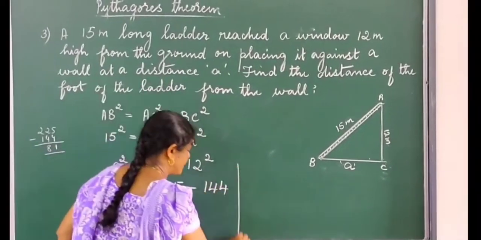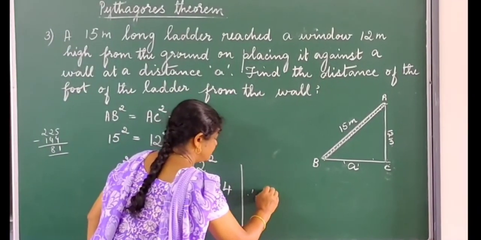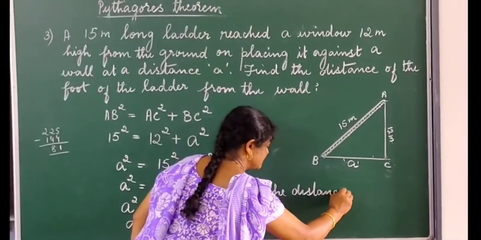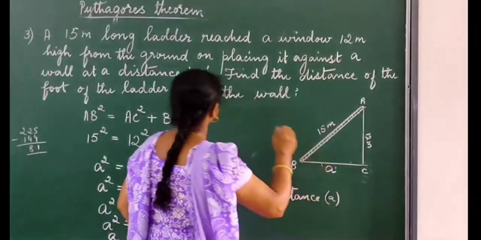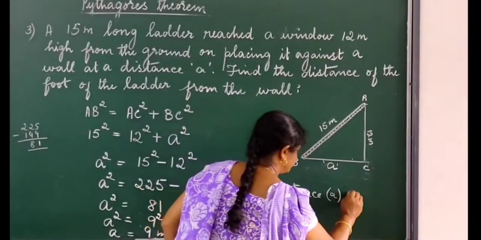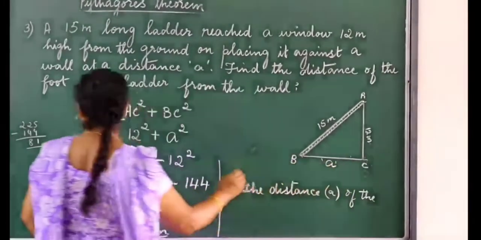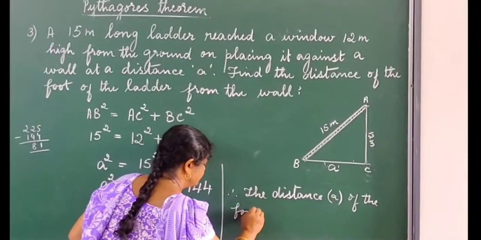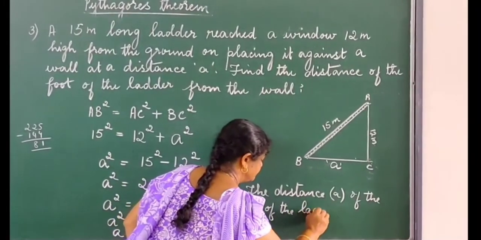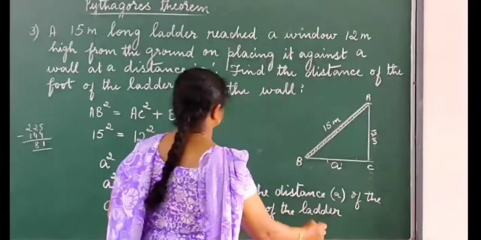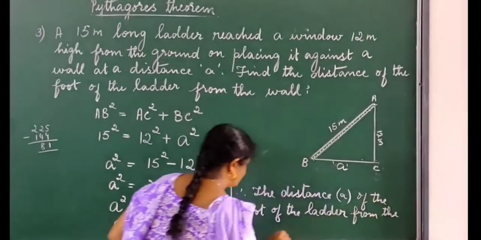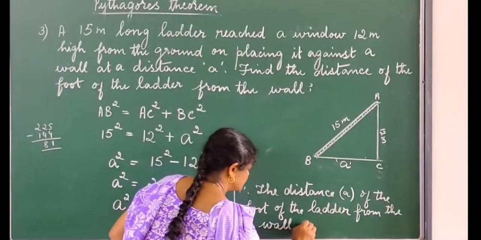So here we have to write: therefore, the distance A of the foot of the ladder from the wall is equal to 9 meters.